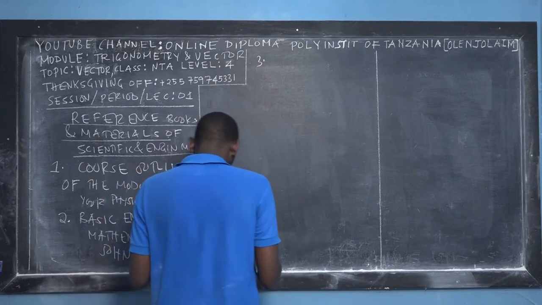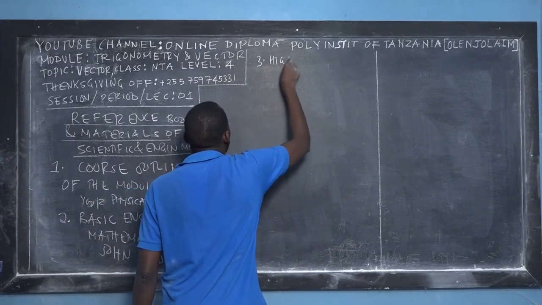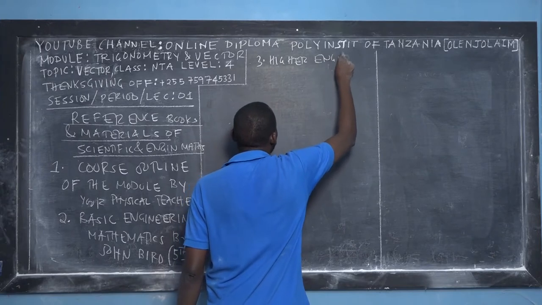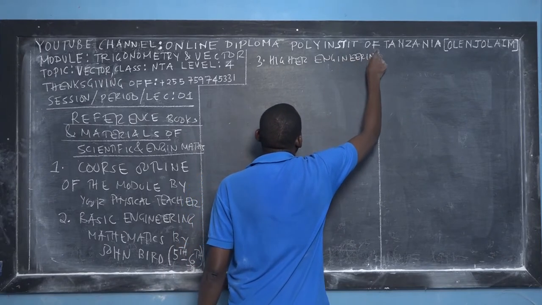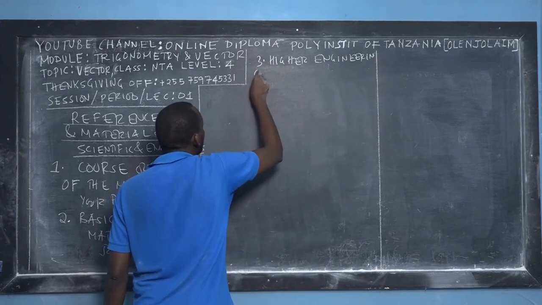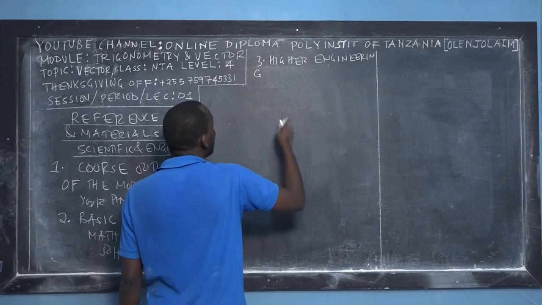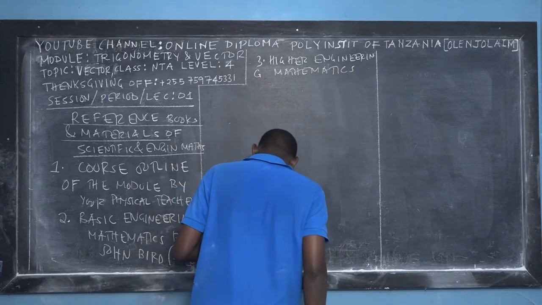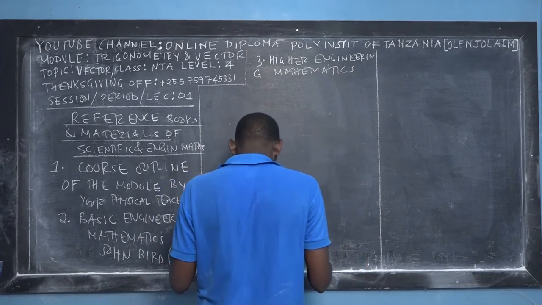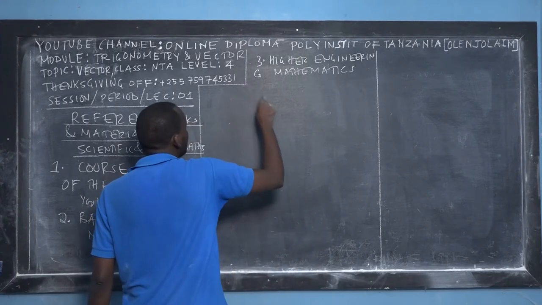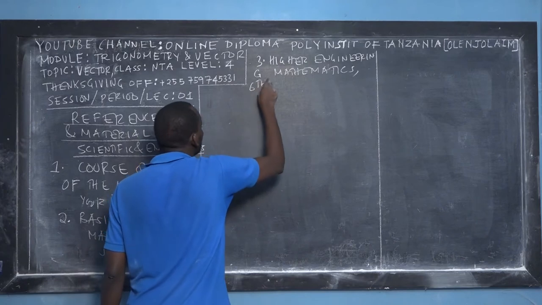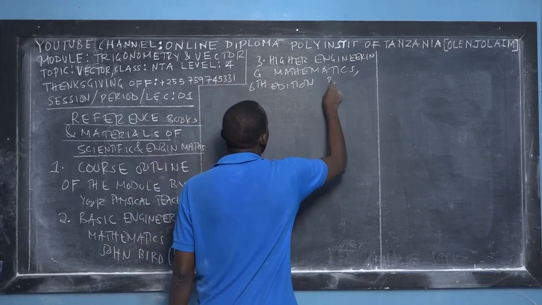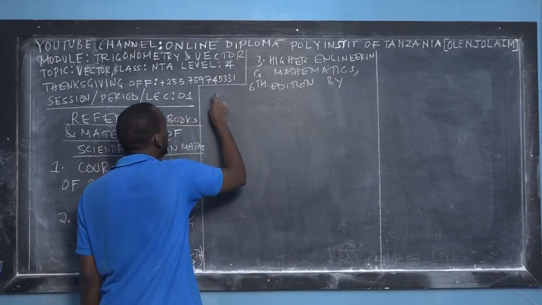Third reference is also called Higher Engineering Mathematics. It is higher, not advanced, because the contents for science programs are the same and can be found in this higher engineering mathematics. In this higher engineering mathematics, we have the sixth edition. You can have the soft copy or a hard copy, sixth edition, and the author is John Bird.